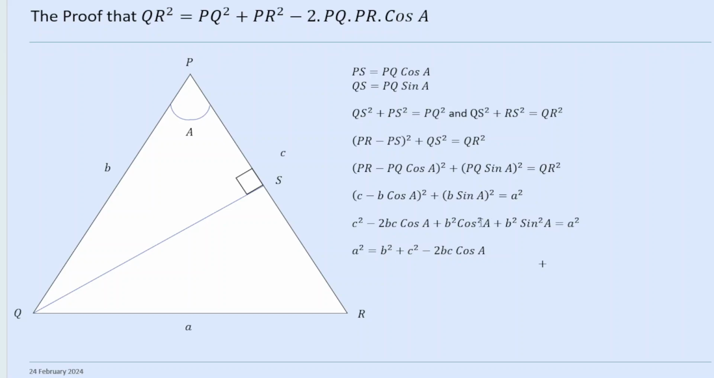These two terms, because cos squared A plus sine squared A is 1, this becomes B squared. And we end up with A squared equals B squared plus C squared minus 2BC cos A, which is the cosine rule. Hooray!